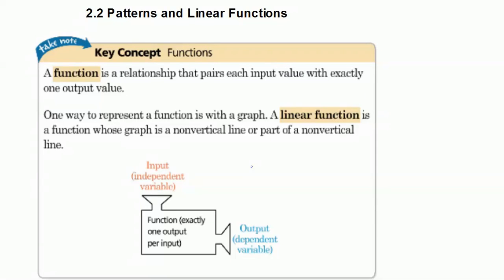Okay, we're going to go ahead and start with 2.2, patterns in linear functions. We're going to be looking at what is a function. What's the definition of a function? Well, a function is a relationship of pairs. So we're looking at two things that can be paired together. And for it to be a function, there can only be exactly one output value.